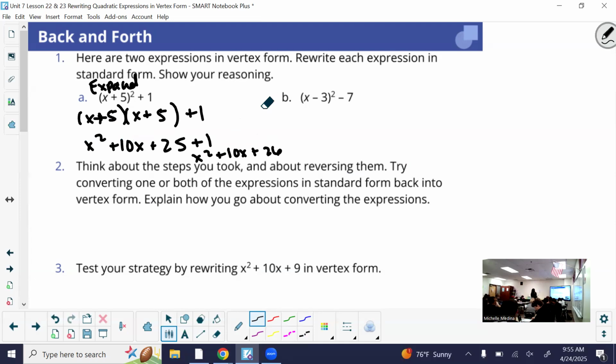If you needed to know, I would just say to identify the vertex and put it where the H and K are.